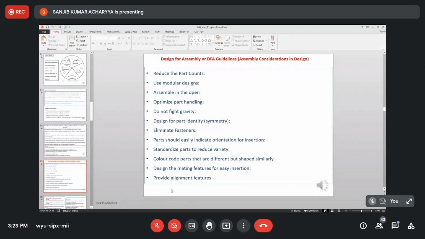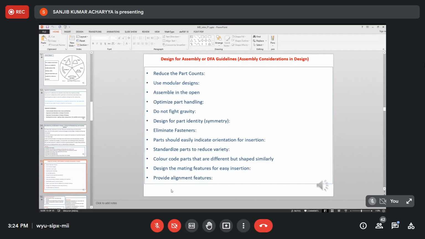Yes, sir. Eliminate fasteners if possible, because extra attachment projected part generally are the cause of accident. So whenever possible, we have to eliminate provision of fasteners. Part should easily indicate orientation for insertion. It is another thing. Whenever we are trying to fit a part into the body, in which orientation it should be placed, that may be a confusion to the user. But if we keep indication in the part, foolproof indication, by which user will be confirmed, yes, this is the orientation in which it is to be fixed, then he can avoid confusion. So indicating regarding orientation of insertion should be there.